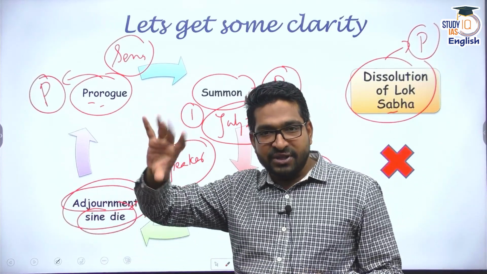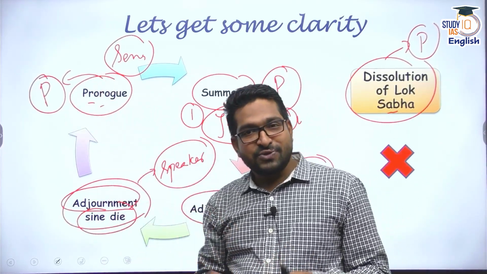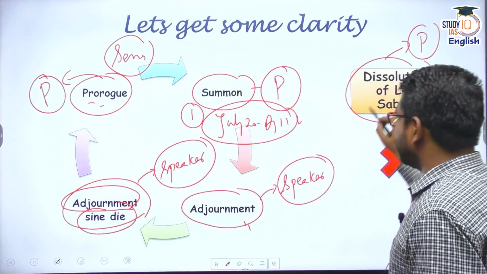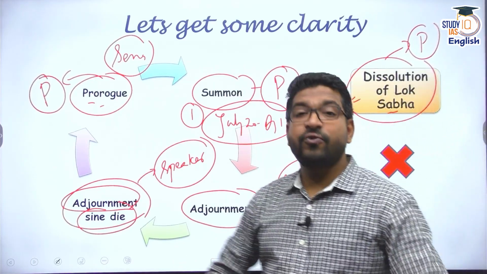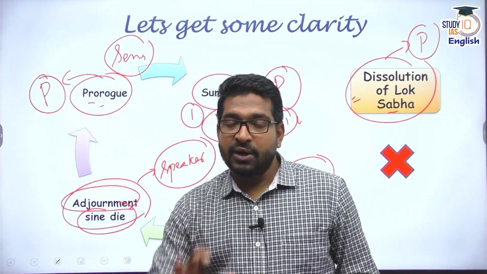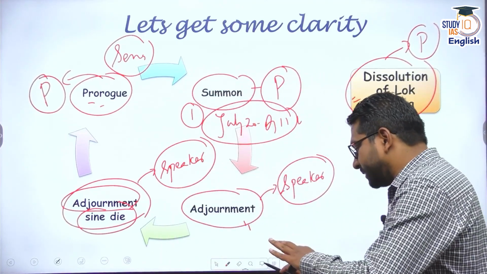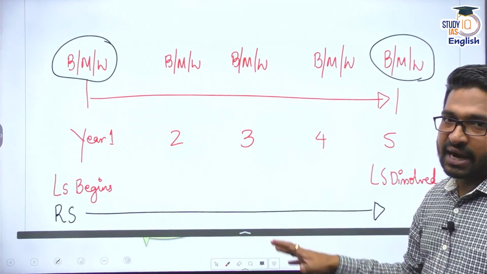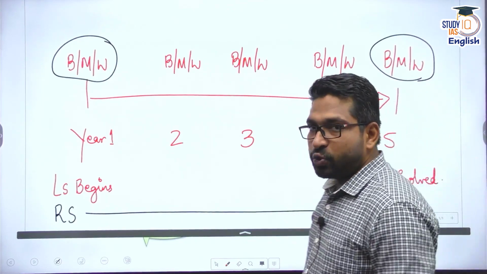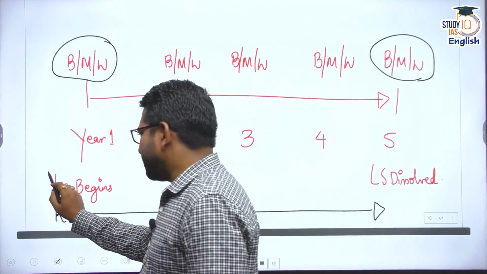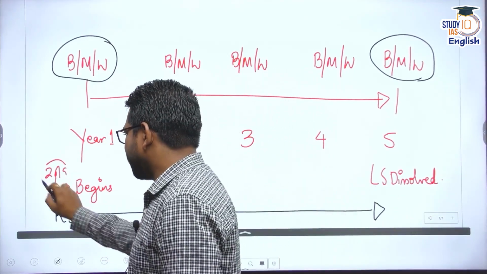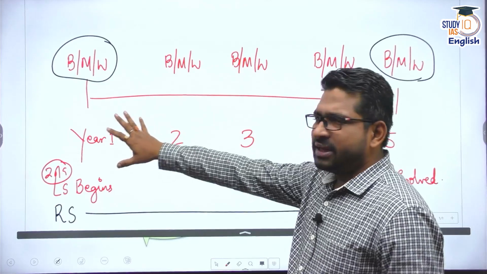Adjournment sine die is once for a session, prorogation is once for a session, and dissolution is something which happens to end the life of the Lok Sabha. All right, now let me explain more clearly. I have just created something here so that you understand. Say the normal term of Lok Sabha began, for instance, the Modi government, the NDA 2 government, it began in 2019, correct? It's year 1.